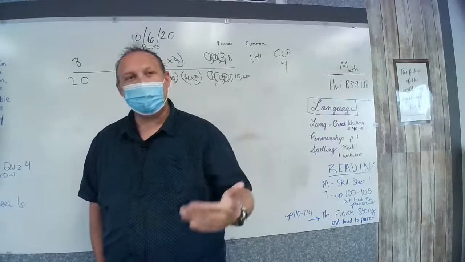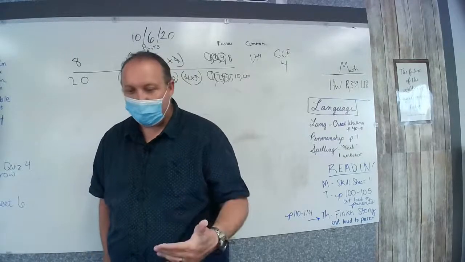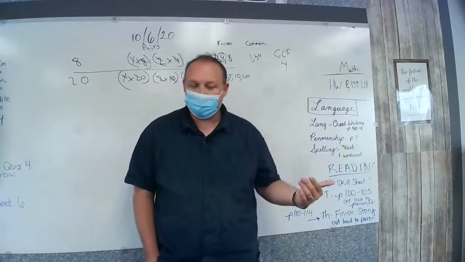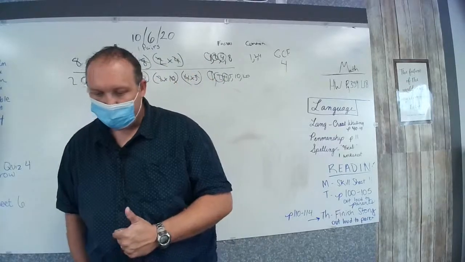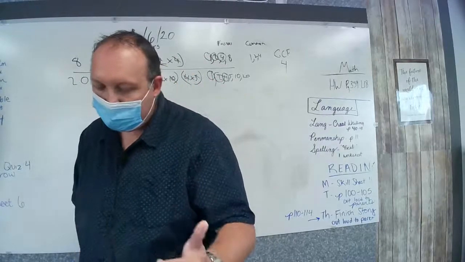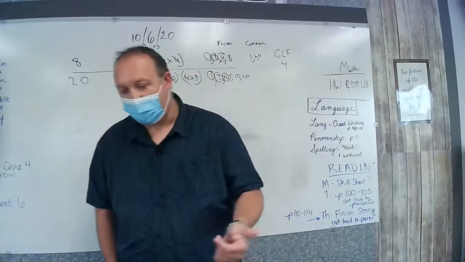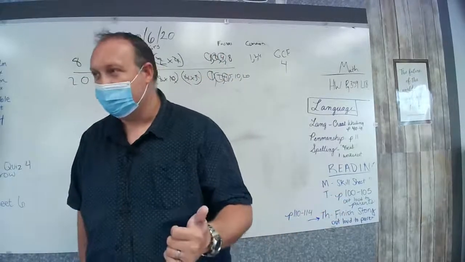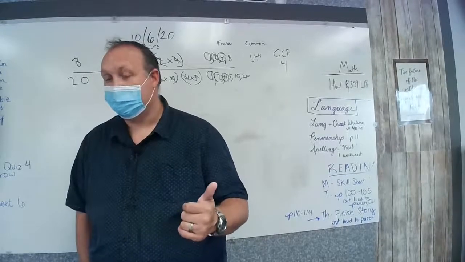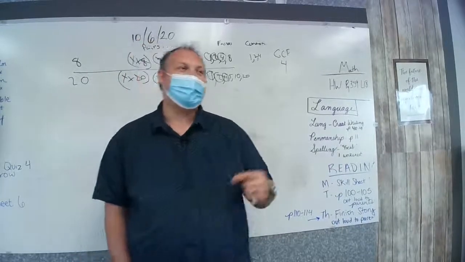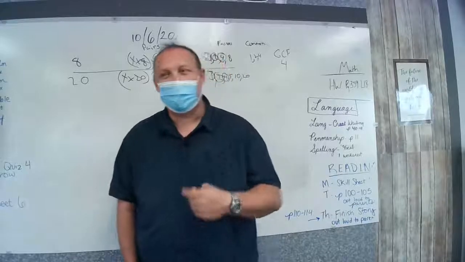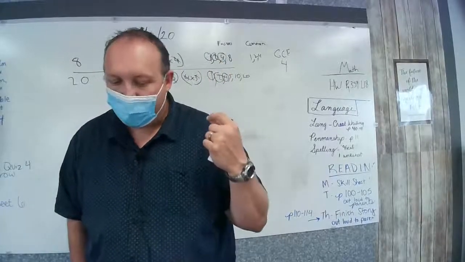Is 5 an even number? No, it is not. So is this number divisible by 2? No, it's not. 2,565, is this divisible by 3? Yes. Okay. What's my rule? If the sum of the digits is divisible by 3, the whole thing is divisible by 3. So we have to add it up.